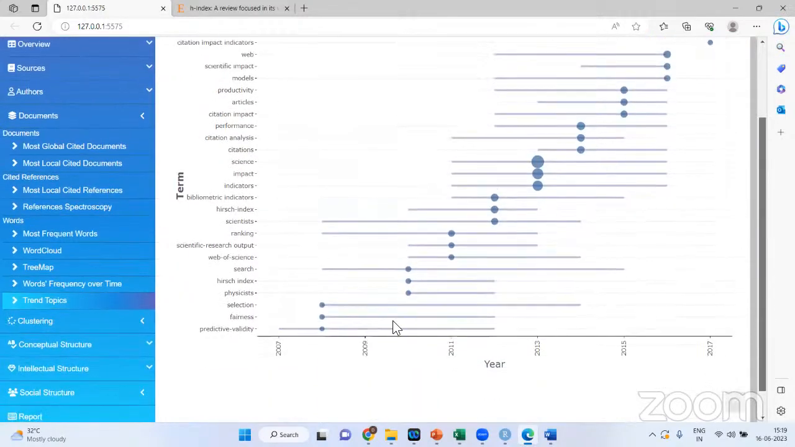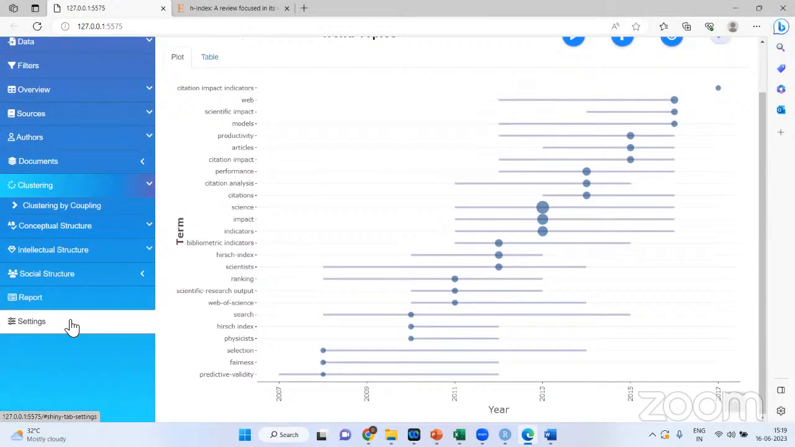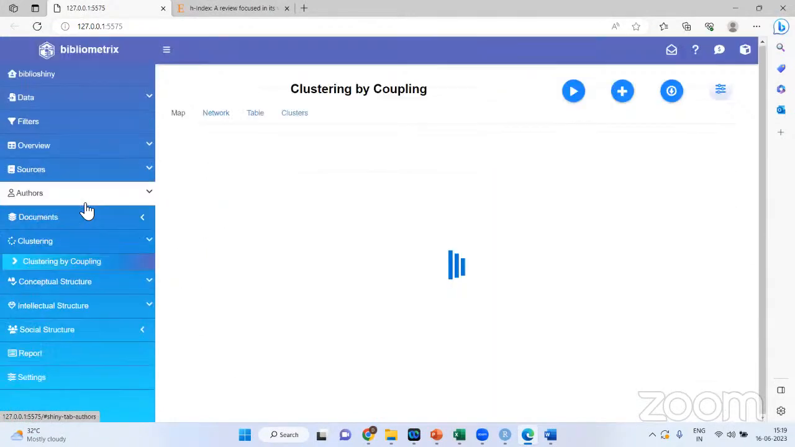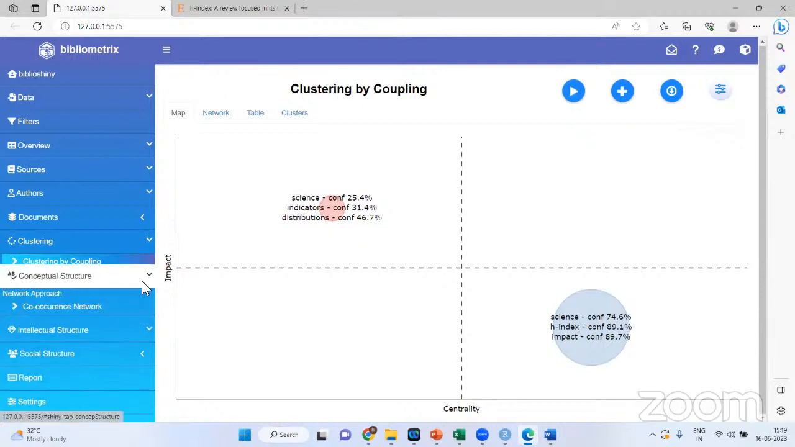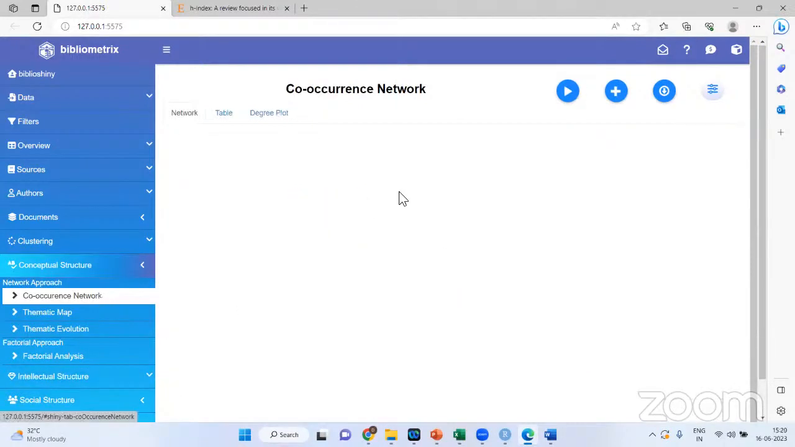Now just click on clustering. This clustering by coupling we will not understand from here. We'll understand it in the thematic structure. The output is the same. This we will understand in thematic structure. It will give you the same output. There also it will be the centrality and impact. Go in conceptual structure, co-occurrence network.